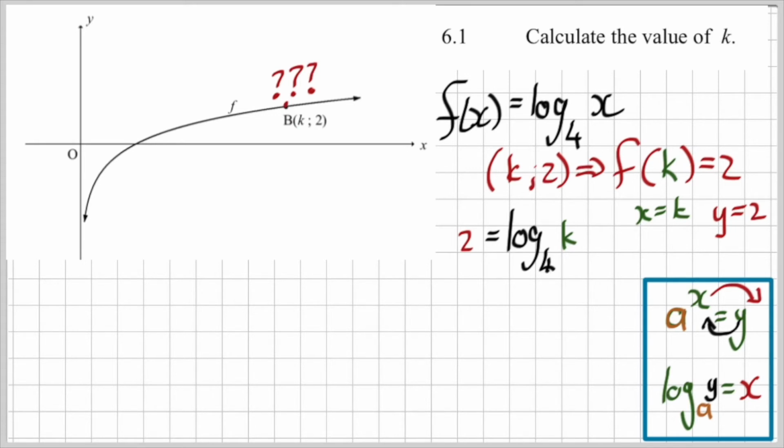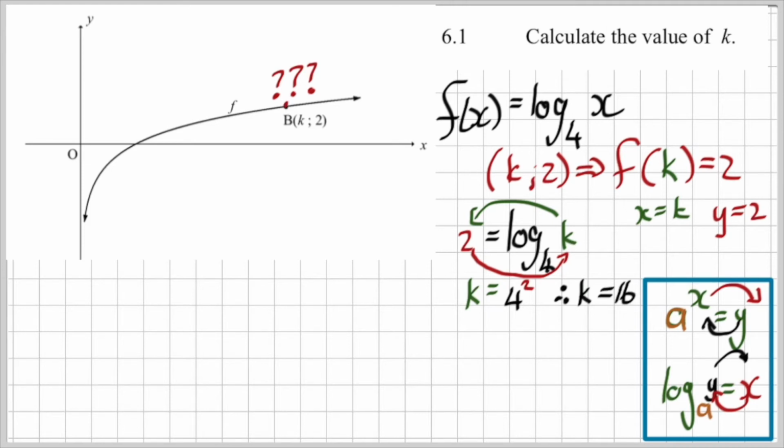X goes on its own and y goes into the log, but the a remains the same. Now, if I reverse this, I'm literally going to say that y goes on its own and the x goes into the exponent. So if I'm going to apply that to my log, then I'm going to say, okay, the k is going to go on its own and the 2 goes into the exponent. The 4 remains the base. In our sum, this means that k is equal to 16.